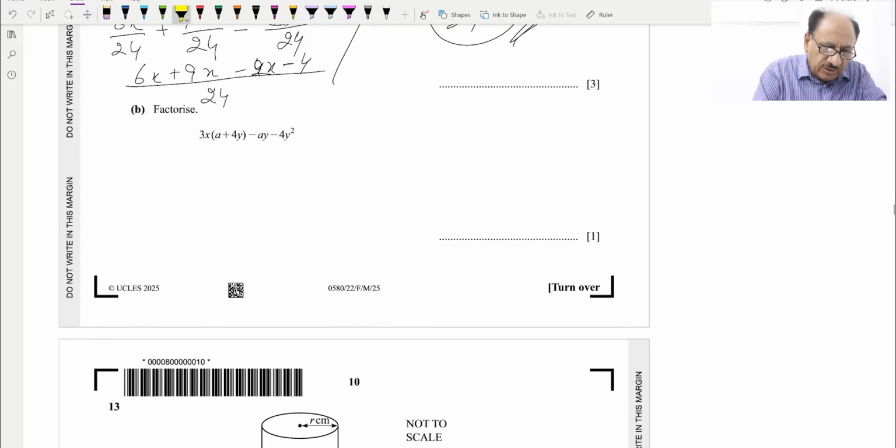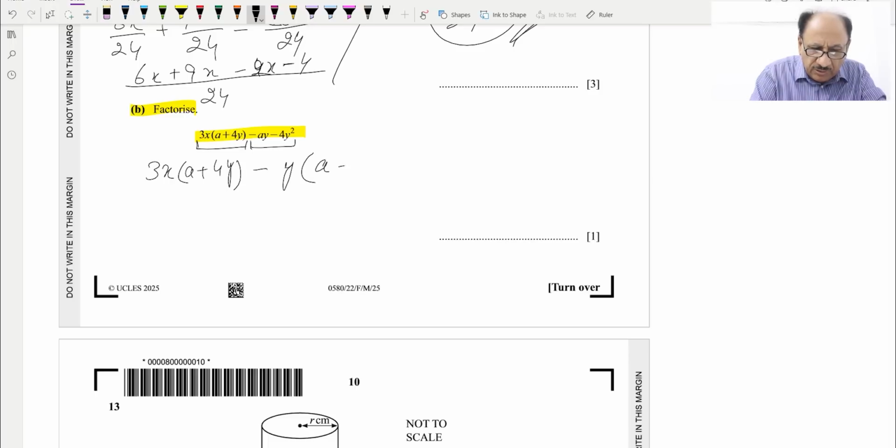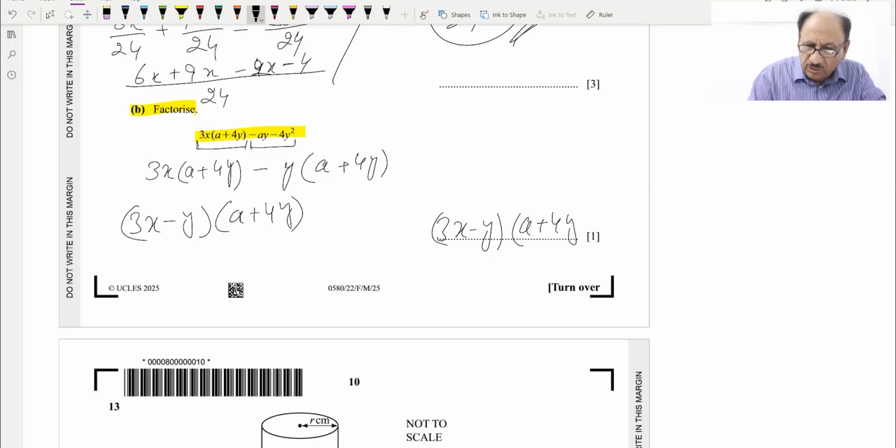B part is factorization. So factorize these terms. We need to factorize, and this is first expression, the second expression. So first term I will keep as it is, and from the second term I'm taking minus y common. So inside will be a plus 4y, and now we can write 3x minus y and a plus 4y, and this will be our final answer for 1 mark, a plus 4y, like this.